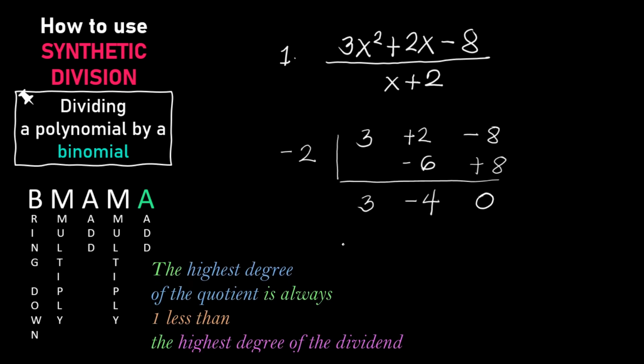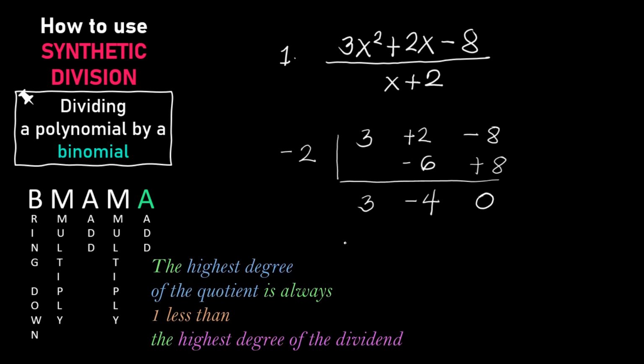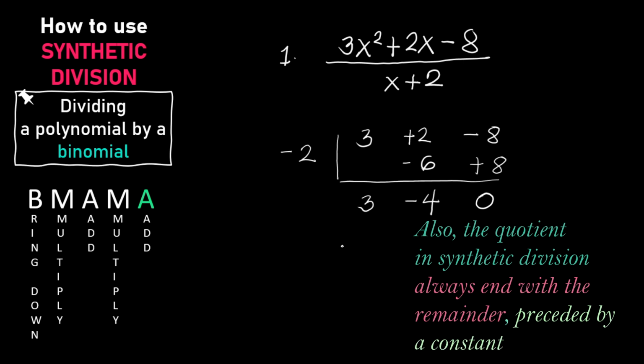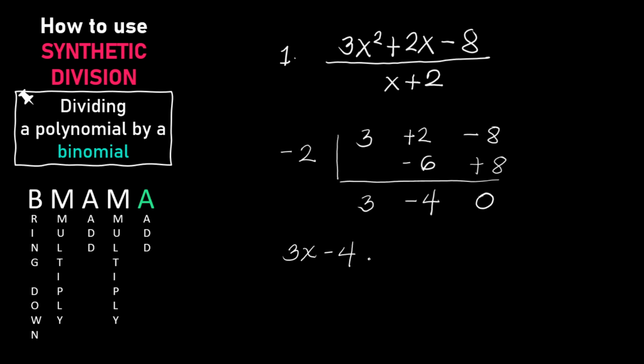Take note of this. The degree of the highest term of our quotient is always 1 less than the degree of the highest term of our dividend. So in this case, the degree of 3 is 1. Therefore, it will become 3x. And negative 4 over here is already a constant. Therefore, the answer is 3x minus 4, knowing that we don't have a remainder since this is 0. Let's proceed with the second example.